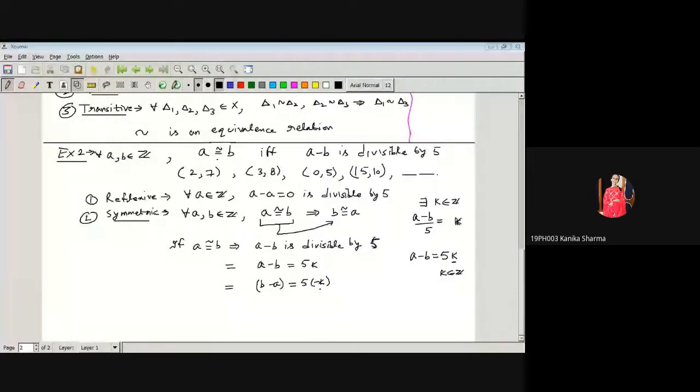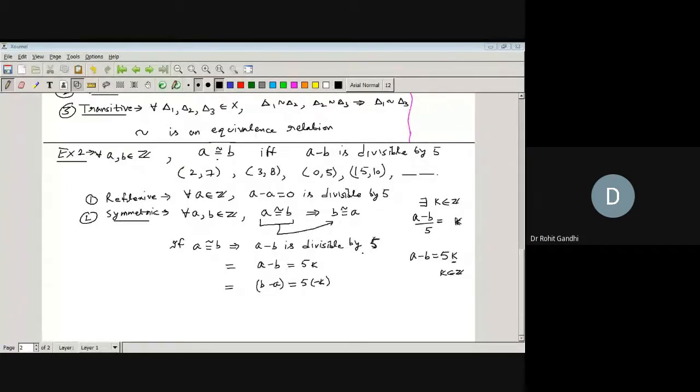First of all, is the question clear to you? We are given that a is in relation with b, and we have to prove that b is in relation with a. So we start with a is in relation with b. Then a minus b is divisible by 5. What we have to prove is that b minus a is divisible by 5.